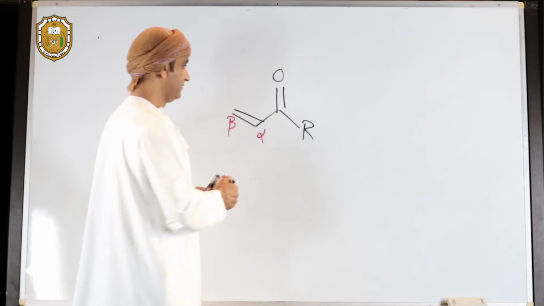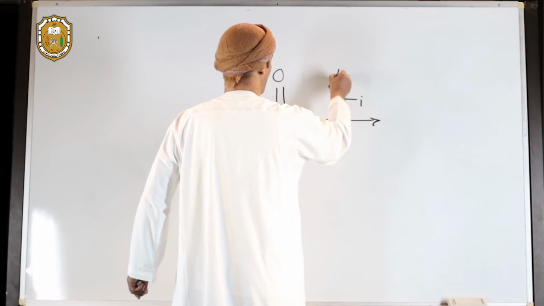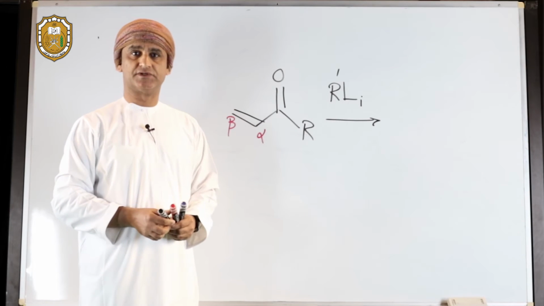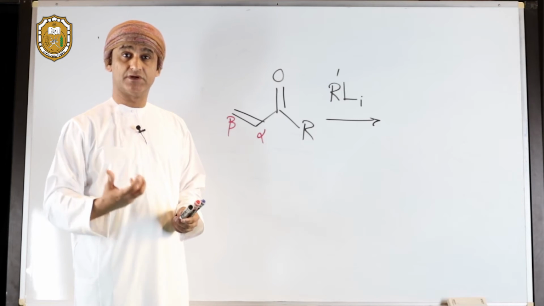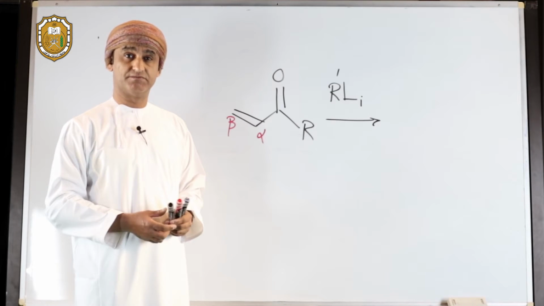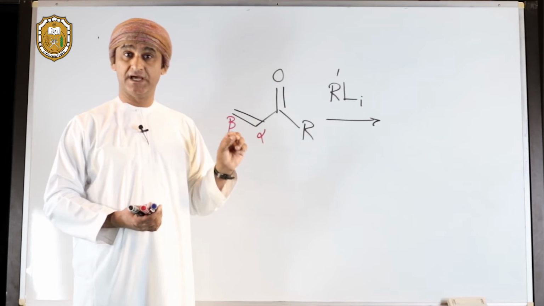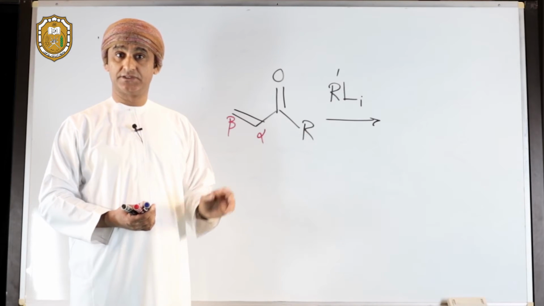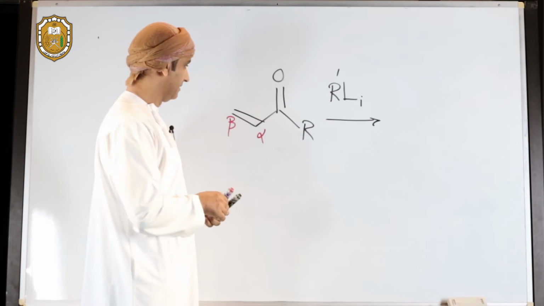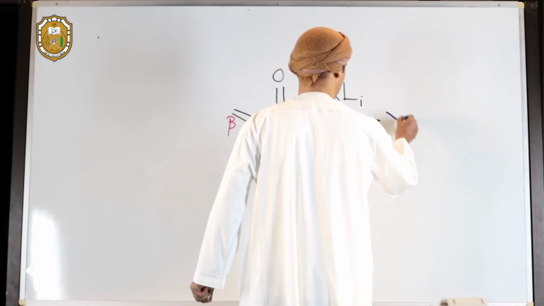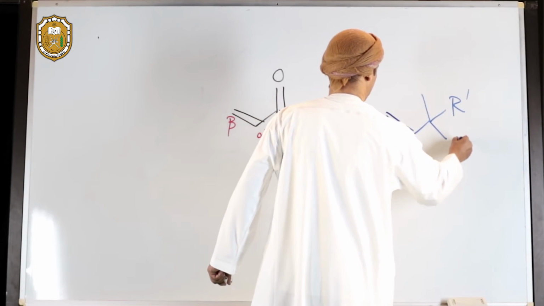So something like this, if you react this alpha beta unsaturated carbonyl compound with an organolithium whose general structure is of that type, then the organolithium favors a 1,2 addition. That's because the organolithium is a very strong nucleophile. It's a very strong base, and of course that's due to the high electropositivity of lithium. Remember, lithium is located in group 1A, so it is the most electropositive atom. So the nucleophilic addition product will be a 1,2 addition product.